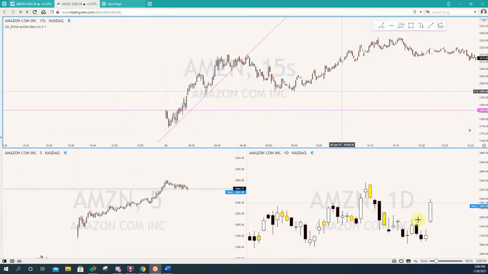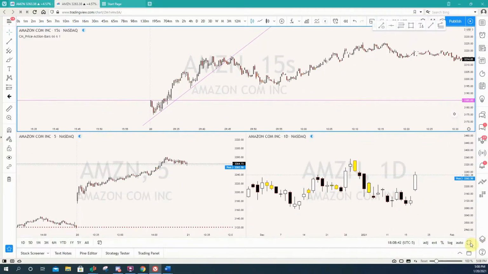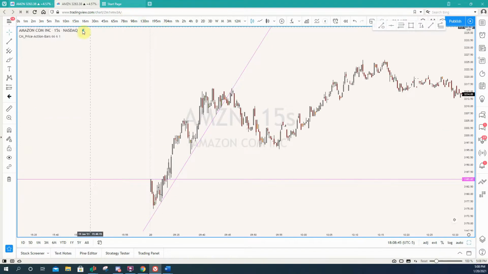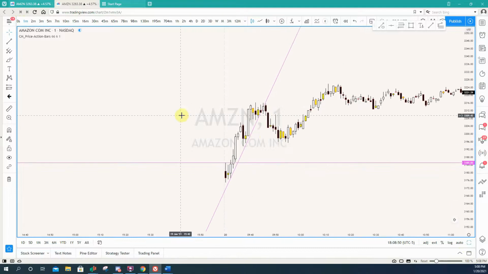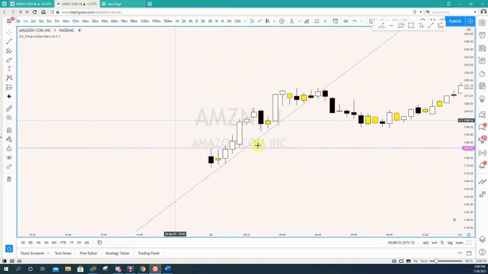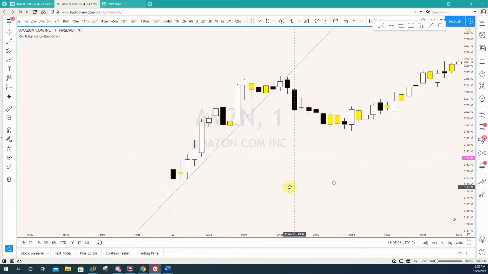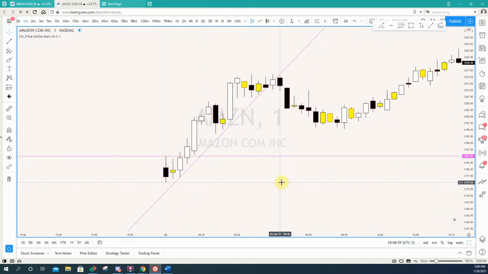But let me make this chart here a little bit bigger. I'm going to start out on the 1 minute chart, and then we can go down to a 15 second if we need to. But the first thing anyone in the room listening needs to understand is what forms a trend. It's as simple as an uptrend is a low, a higher low, and a higher high. Very, very simple. But let's go through how that looks on a chart.